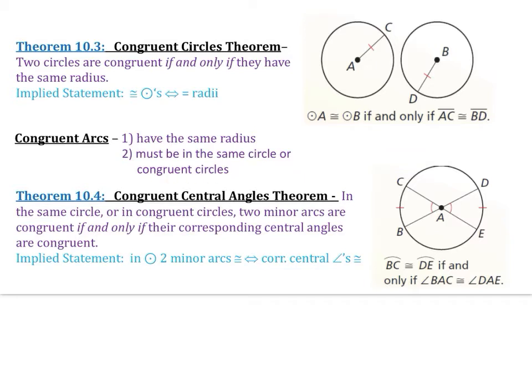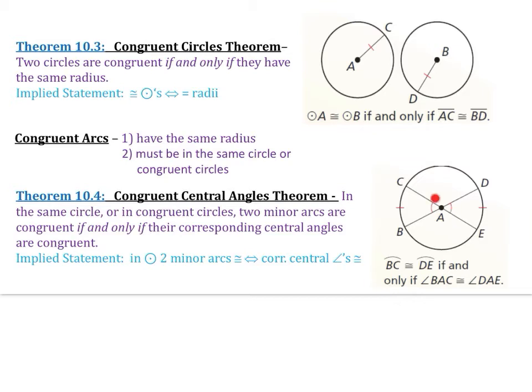So knowing that information about congruent arcs, let's take a look at our next theorem, which is about congruent central angles. In the same circle or in congruent circles, two minor arcs are congruent if and only if their corresponding central angles are congruent. Implied in circles, two minor arcs congruent implies corresponding central angles congruent. So let's take a look at our picture here as a general idea of this theorem.